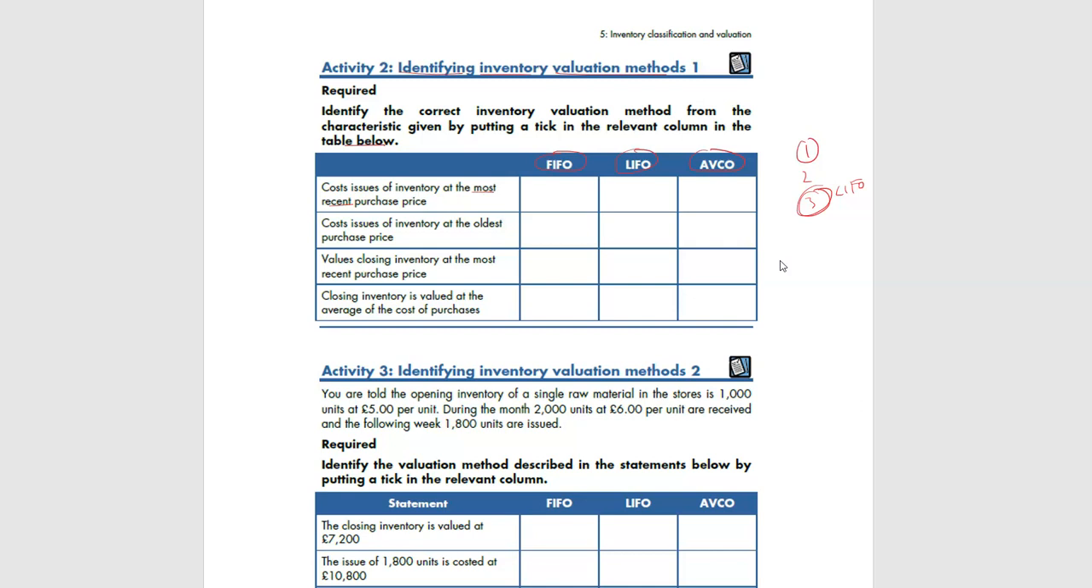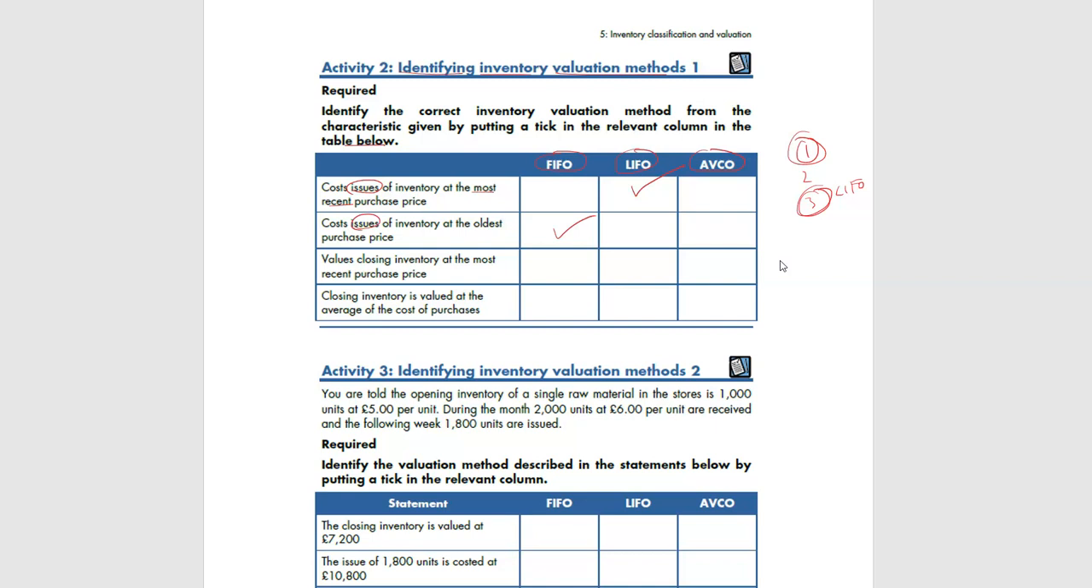Then we have cost issue of inventory at the oldest purchase. Now we know this one is the FIFO, the oldest one. So you always use the price from the beginning. Whatever we bought at the beginning, we use that quantity first, then we move to the next one. That's the FIFO. Then value closing inventory at the most recent price. So this one is a tricky question, remember that.